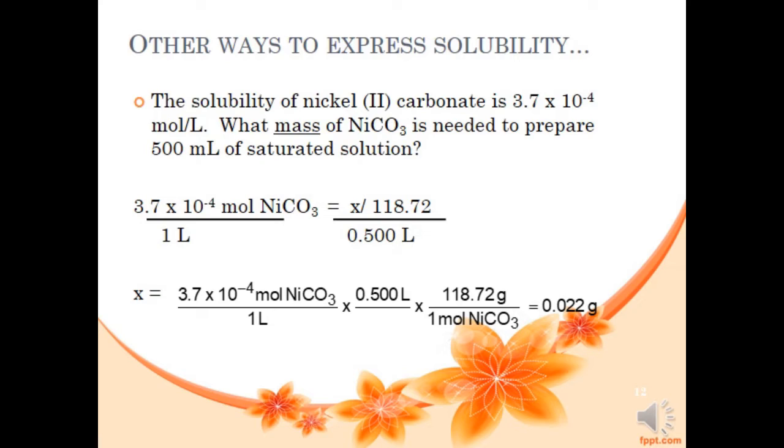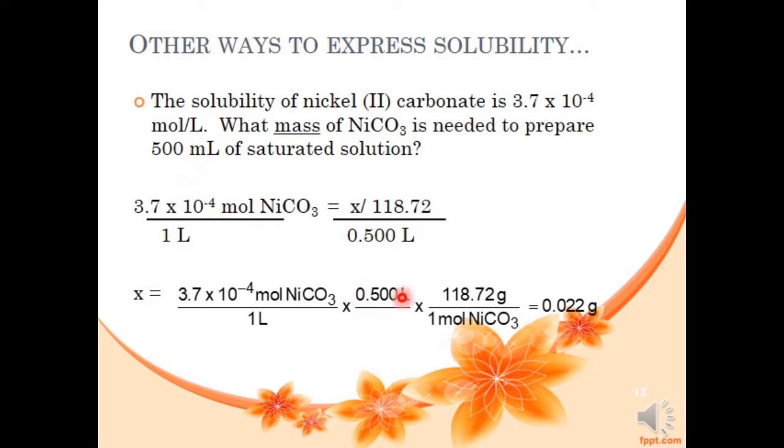Okay, another calculation involved is if you were asked to calculate mass. Let us look at this example here. Given the molar solubility of solid nickel(II) carbonate is 3.7 times 10 power negative 4 mole per liter, what mass of nickel carbonate is needed to prepare 500 ml of a saturated solution? So how do we solve this problem?